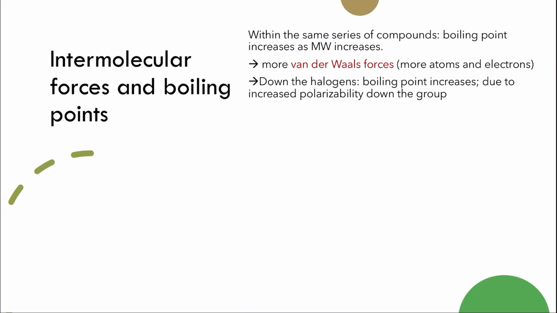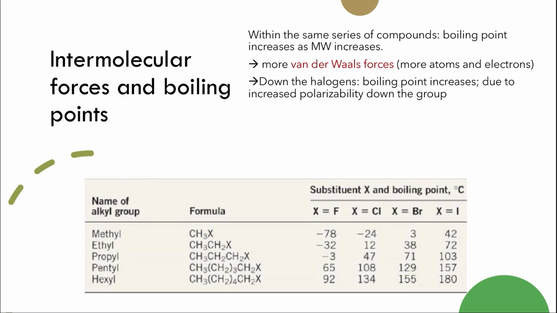However, down the halogen series, the boiling points also will increase. So iodides have higher boiling points than bromides, which will have higher than chlorides, and so on. And this is because of the increased polarizability down the group. If you look at this table, for example, if we compare the different methyl halides, you're going to find the fluoride has a lower boiling point than methyl chloride, then bromide and iodide. And this is constant for the different alkyl groups.